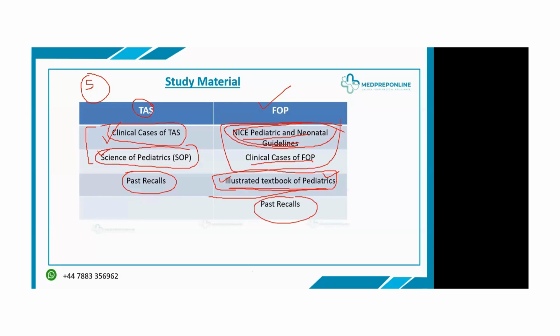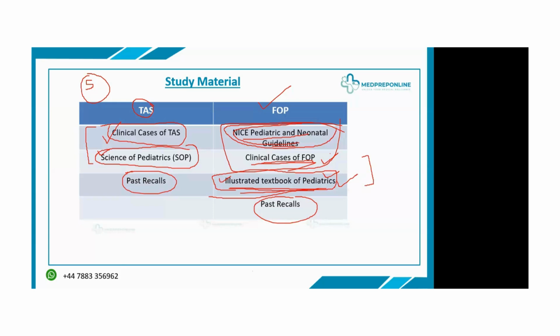One thing I want to mention is that the clinical cases book and the Illustrated Textbook of Pediatrics are quite old books. With the passage of time, our guidelines have changed. I will give one example: asthma guidelines. Whatever asthma guidelines they have given in the clinical cases of the FOP book and the Illustrated Textbook of Pediatrics are past guidelines. They are not being used nowadays.